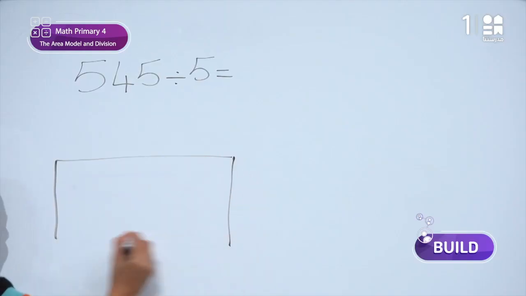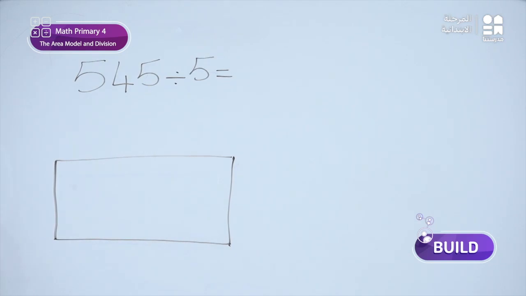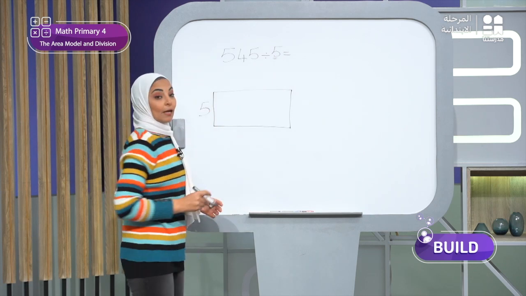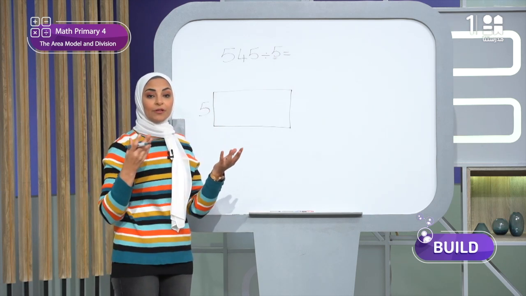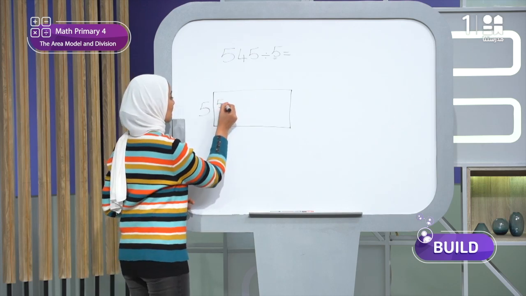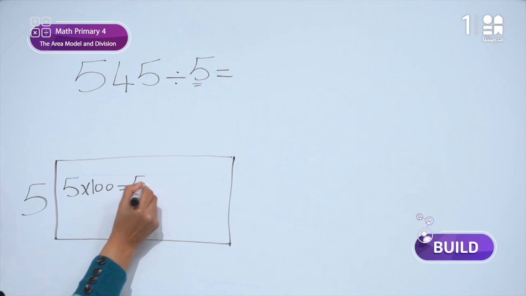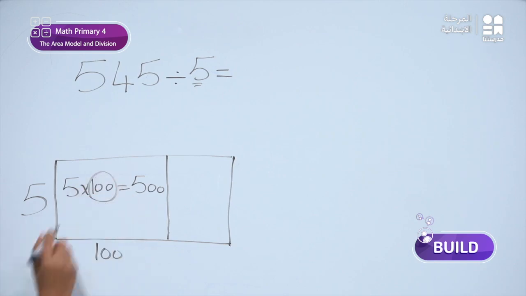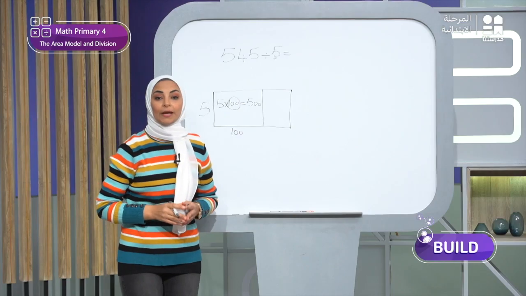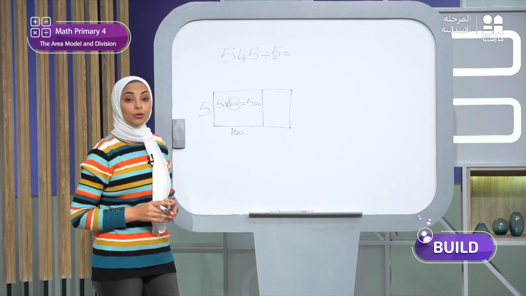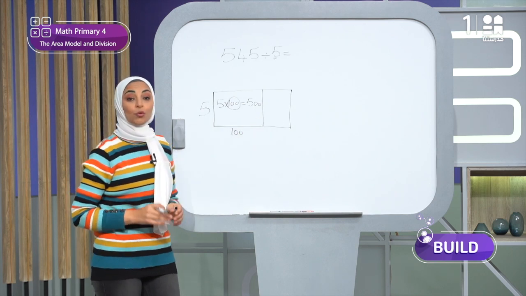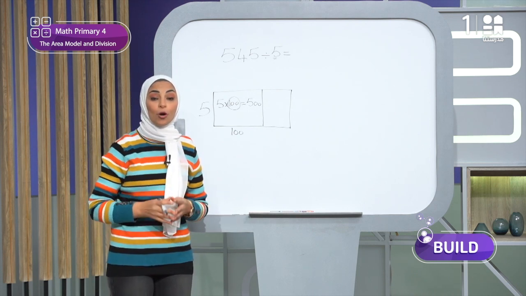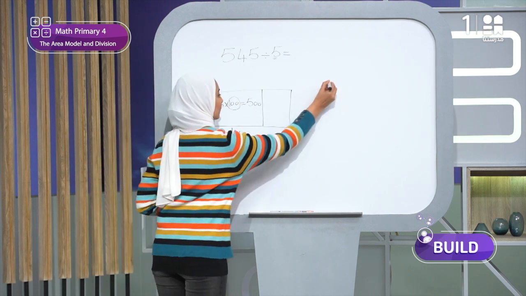I will draw the rectangle of the area model like this. Then what should I do? I will write 5 on the left. This 5, I write it here. And what should I do? I will write 5 times 100. 5 times 100 equals what? 5 times 100 equals 500, right? So I'll put 100 here, like you see. Don't forget to write the 100 under the rectangle and draw this vertical line. Now to identify the remainder, عشان أحدد the remainder هعمل إيه؟ Yes, of course, I will subtract 500 from 545. أنا كده عندي 545.